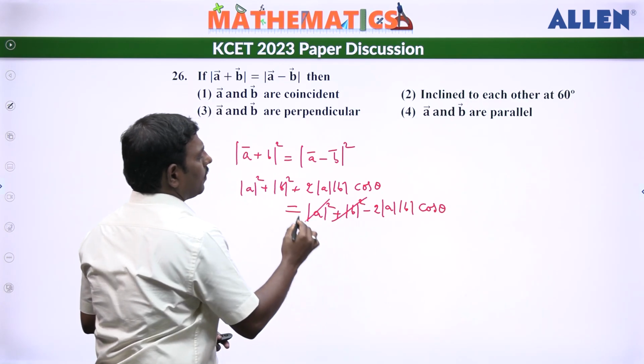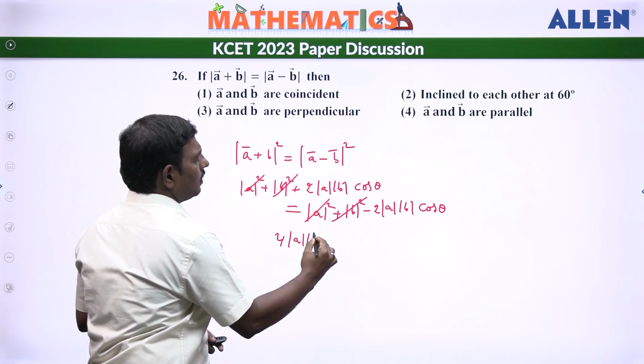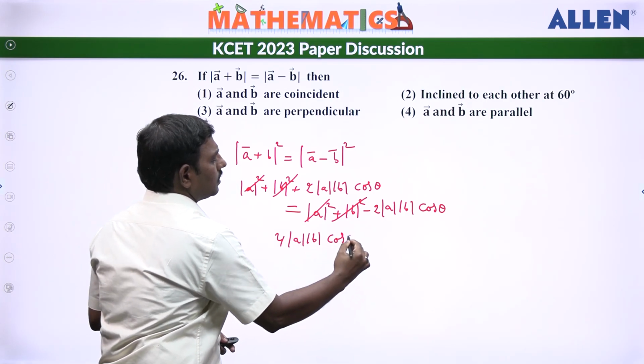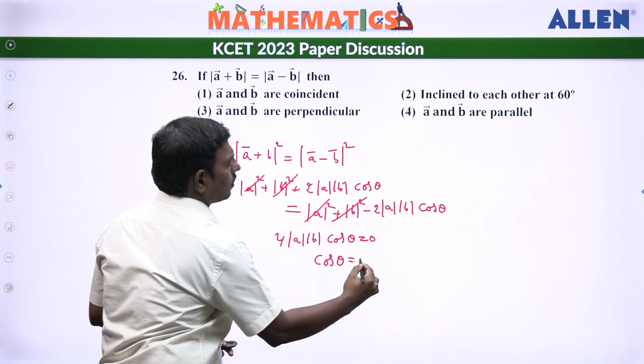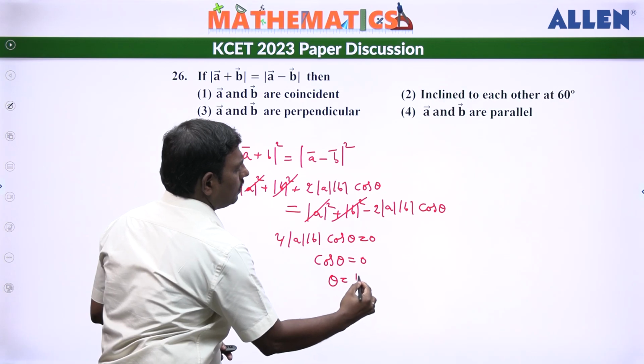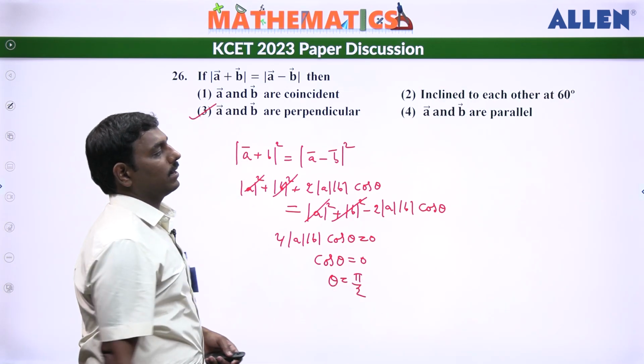From this, mod a square and mod b square cancel. So we get 4 times mod a mod b cos theta is equal to 0. From this clearly we can say cos theta is equal to 0, so theta is equal to 90 degrees. So we can say a and b are perpendicular to each other.